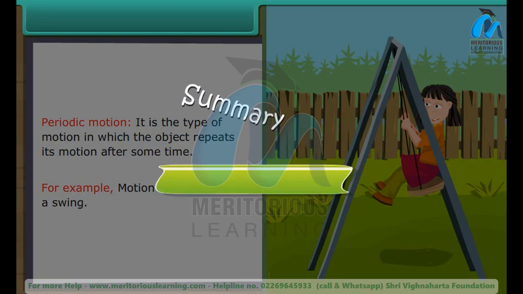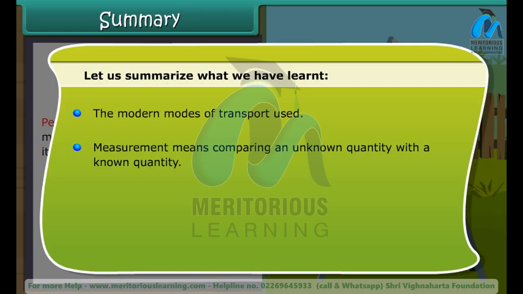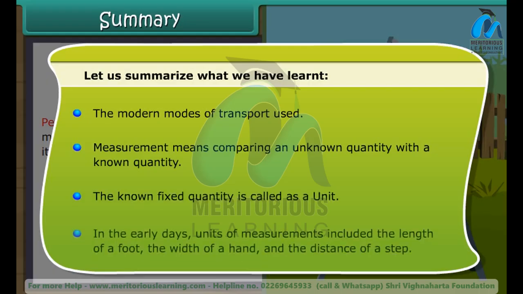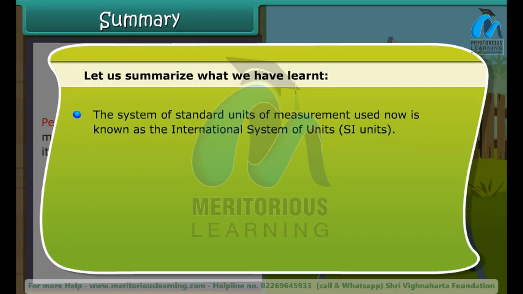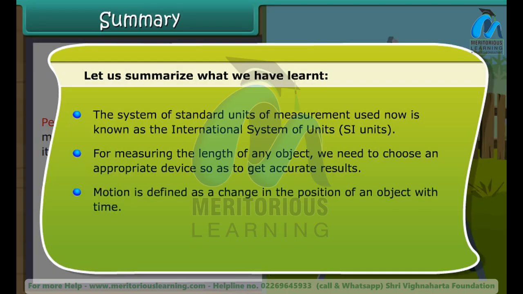Summary. Let us summarize what we have learnt. The modern modes of transport used. Measurement means comparing an unknown quantity with a known quantity. The known fixed quantity is called a unit. In the early days, units of measurements included the length of a foot, the width of a hand, and the distance of a step. The system of standard units of measurement used now is known as the International System of Units or SI units. For measuring the length of any object, we need to choose an appropriate device so as to get accurate results. Motion is defined as a change in the position of an object with time.